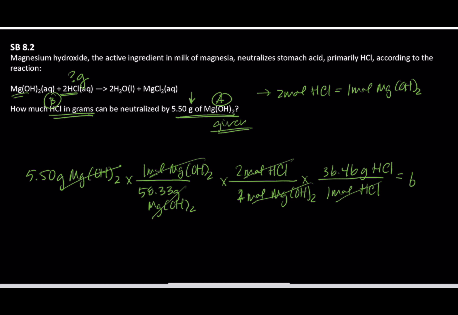Note that we also want to go back and do things like double check that everything cancels out, right? Same skills we've been talking about all year. And then so in words, what that says is I would need 6.88 grams of hydrochloric acid to react with 5.50 grams of magnesium hydroxide.